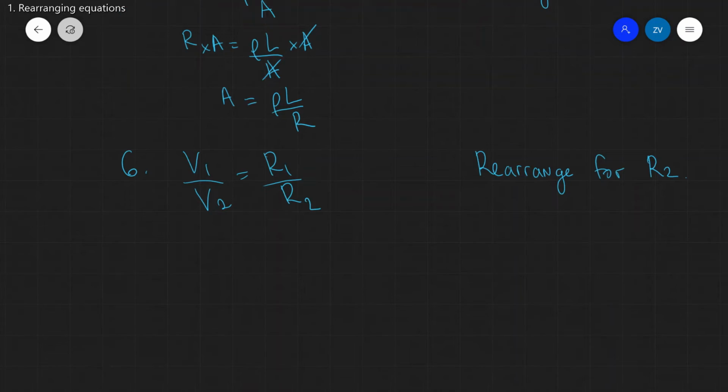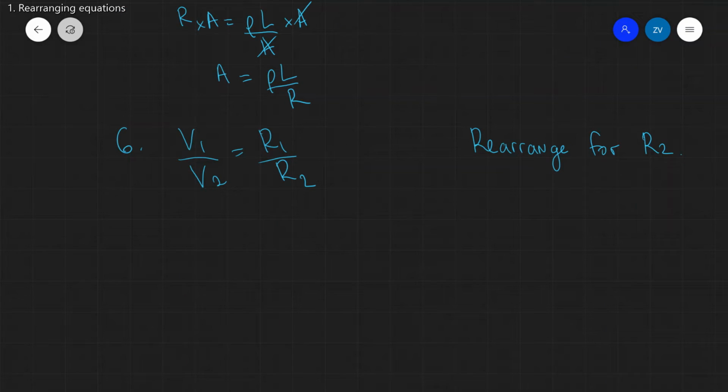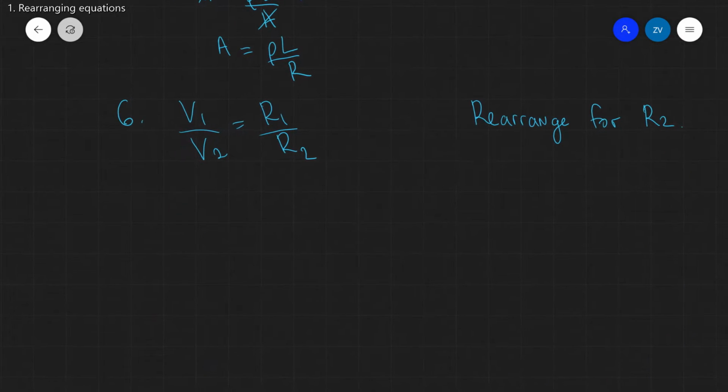Question 6, so v1 over v2 is equal to r1 over r2, and we want to rearrange for r2. A good useful multiplication trick that I still often use is known as cross multiplication. It essentially means that this times this equals this times that. So v1 times r2 will be equal to r1 times v2. So it's essentially like drawing a little x. So v1 times r2 is going to equal r1 times v2.